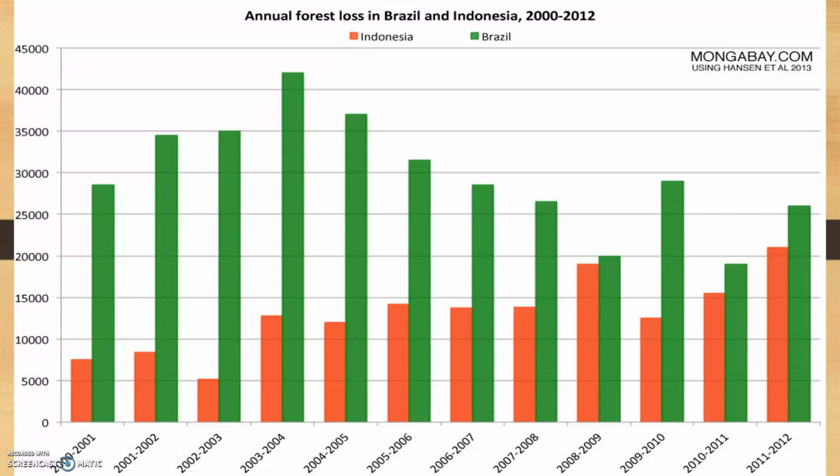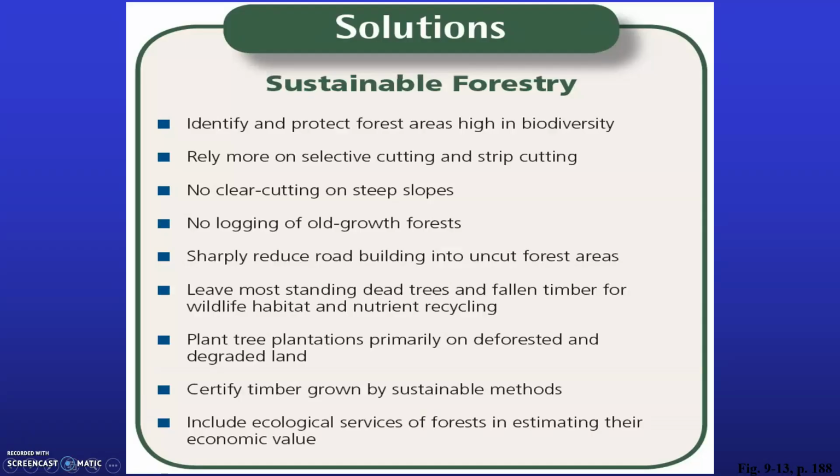And in 2004, Brazil established more than 70,000 square miles of parks, nature preserves, and national forests in the Amazon to make up for this loss. So the best way to continue moving forward with our forests is to manage them sustainably.